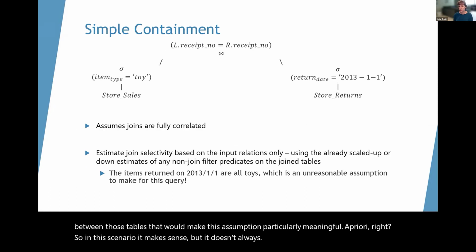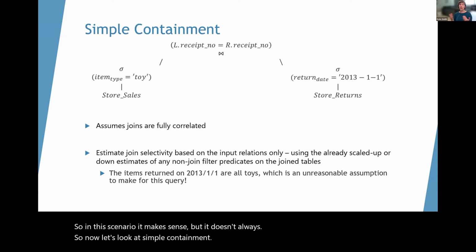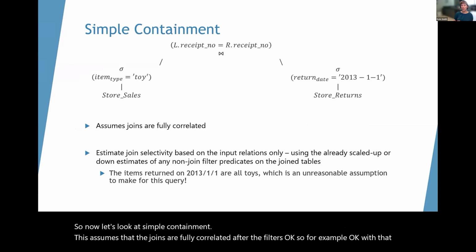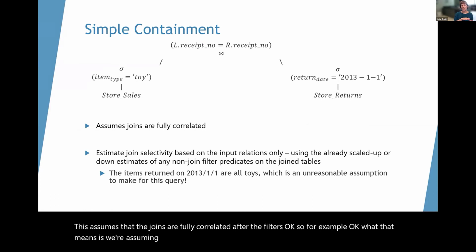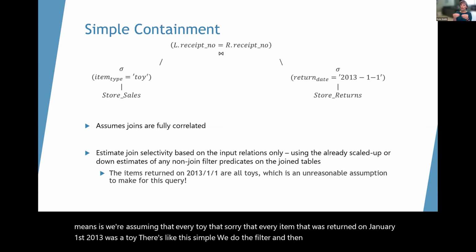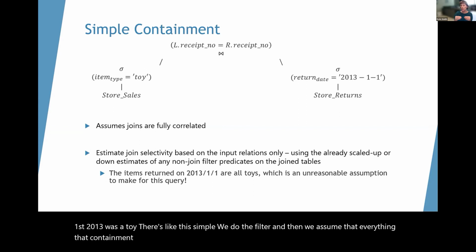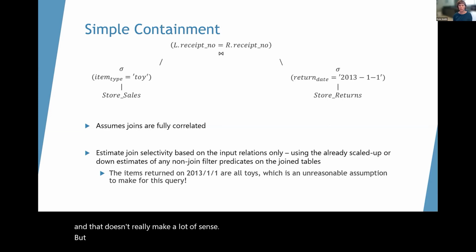So now let's look at simple containment. This assumes that the joins are fully correlated after the filters, okay? What that means is we're assuming that every item that was returned on January 1st, 2013 was a toy. There's this simple assumption: we do the filter and then we assume that everything, that containment, that sort of matching, exists at the join level after doing the filters.